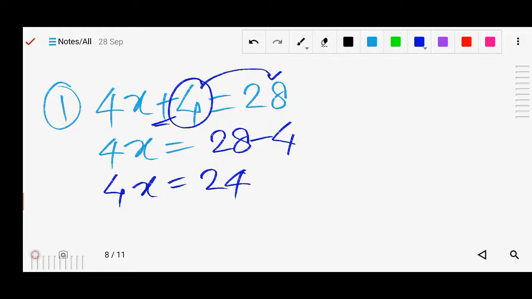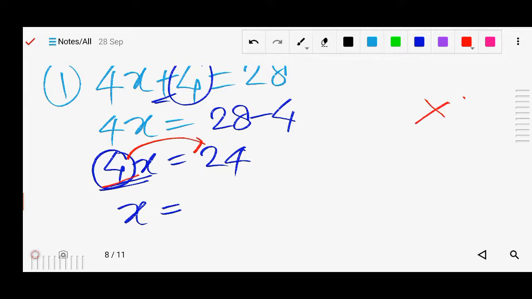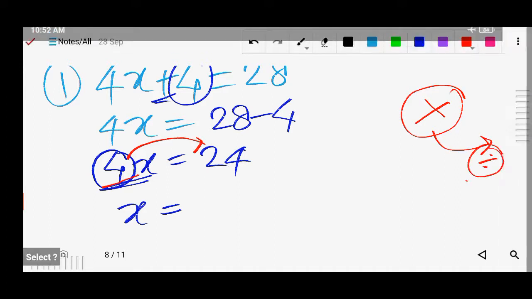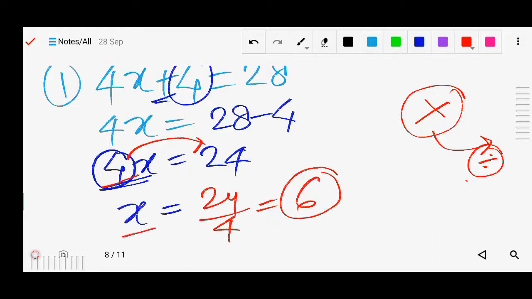Now you can check that 4x means 4 into x. To find x, since 4 is with the multiplication sign with x, when it comes to this side it will be divided. So 24 divided by 4 is 6. What is the value of x we got? The value of x is 6.